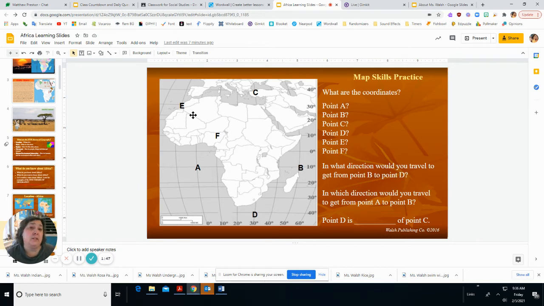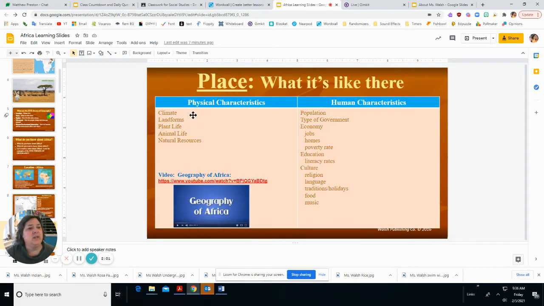We have practiced our coordinate skills. Coordinates are an example of absolute location. It gives you the exact point of a place, as opposed to relative location, which is what something is near. So we will practice that in class. When we talk about place, the theme of place, we are talking about physical and human characteristics. So let's get into that.